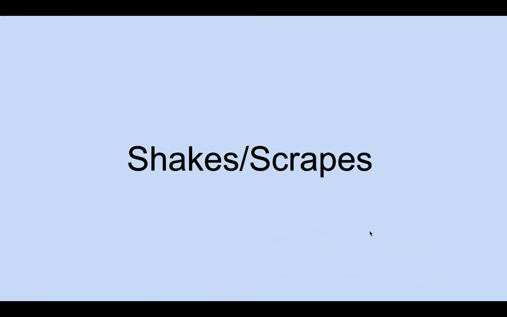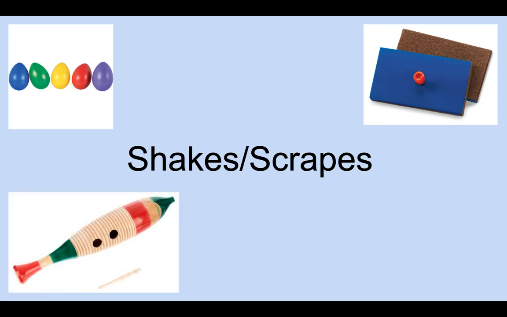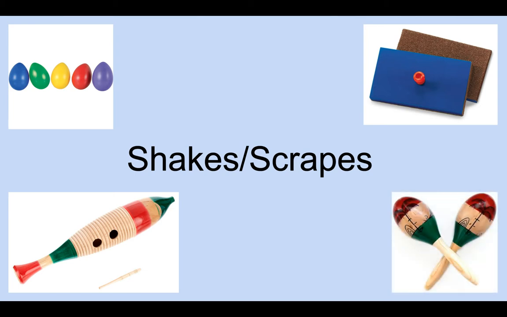Then we have our shakes and scrapes. These are any instruments that you shake or scrape to make a sound, like these egg shakers. The sand blocks that you scrape together, and they have sandpaper on the inside. The guiro, if you remember that from last quarter, where you scrape it with a wooden stick. And the maracas that you shake to make a sound.